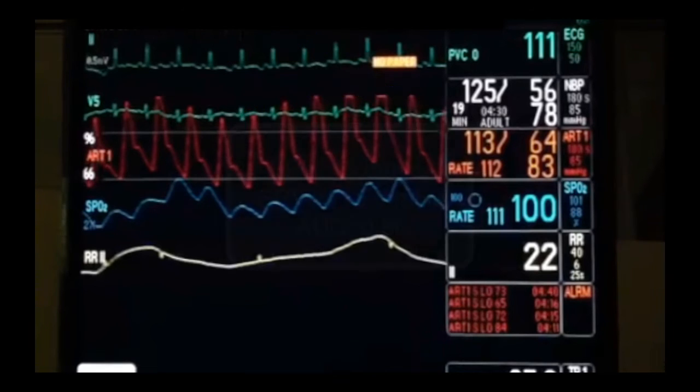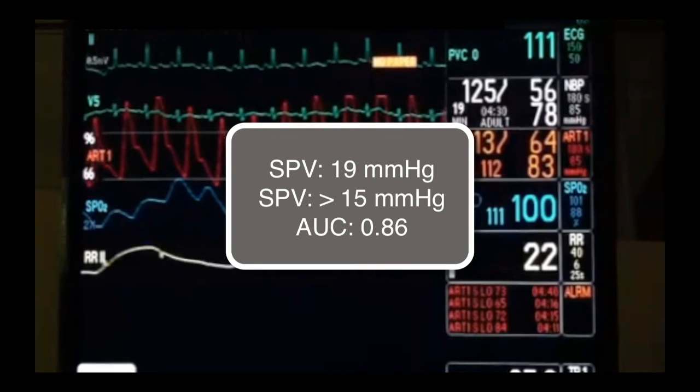Now, systolic pressure variation can be used to predict volume responsiveness. In fact, if it's greater than 15 millimeters of mercury, where the patient's not breathing spontaneously and tidal volumes are 8 to 10 cc's per kilo ideal body weight, you do get an area under the curve about 0.86, which means it's actually pretty good.